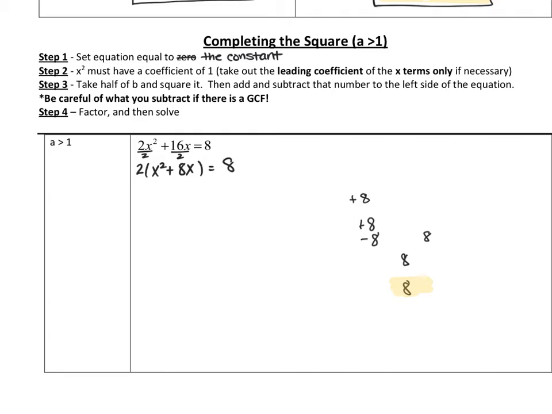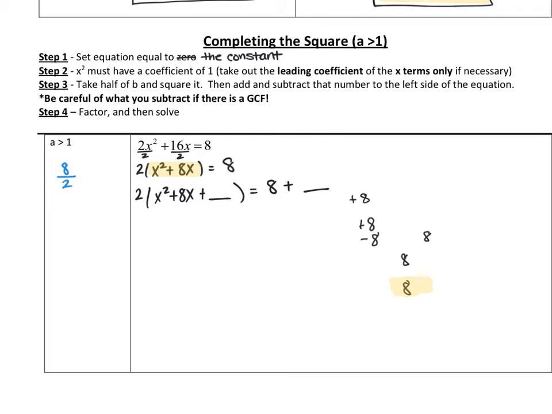And now our job is going to be to create that perfect square trinomial, except we're going to make the perfect square trinomial just on the stuff that's on the inside. So we're going to need to make some space. So we have 2 times x squared plus 8x plus some number. Now remember, whatever we do to one side, we have to do to the other. So let's do it. Let's take half of b and square it.